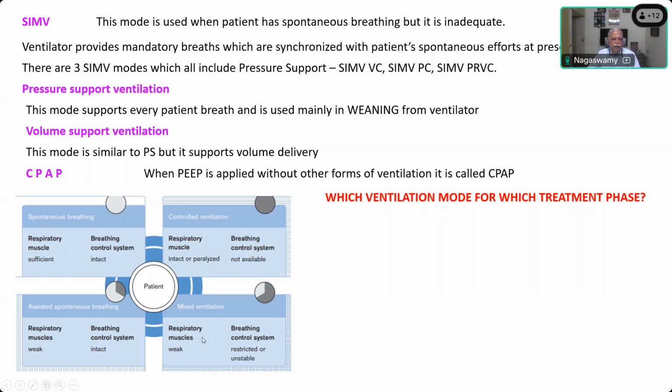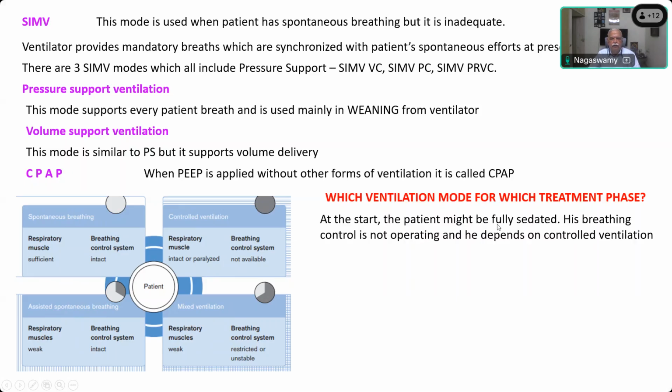When he starts breathing, you go for mixed ventilation. Here it will require more support and less spontaneous effort. Then the power improves and you support every breath of the patient to bring him back to spontaneous as early as possible. Then you call it assisted spontaneous breathing. And finally, once the effort is sufficient and all the breathing control comes, it becomes fully spontaneous ventilation. So early extubation is anticipated and weaning is completed.